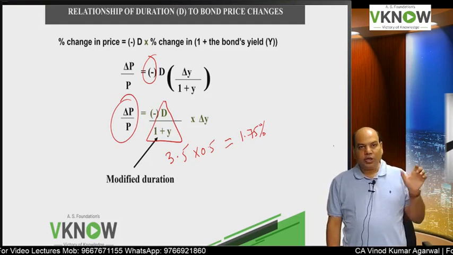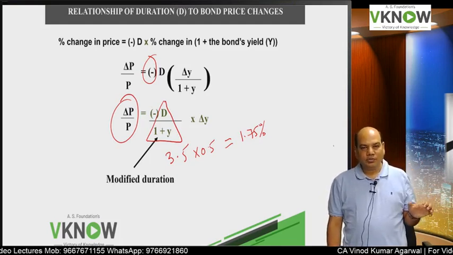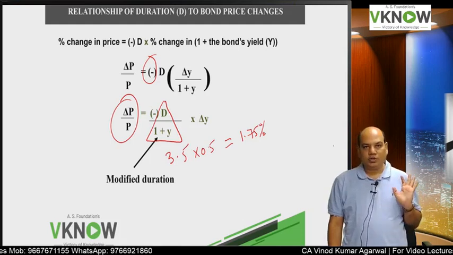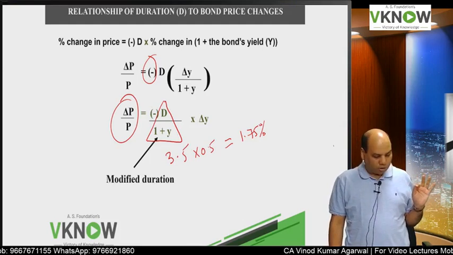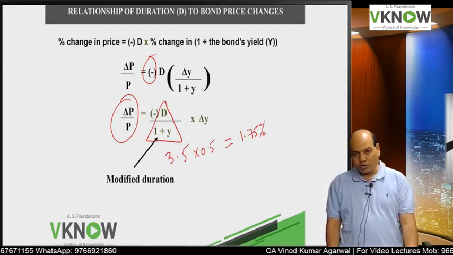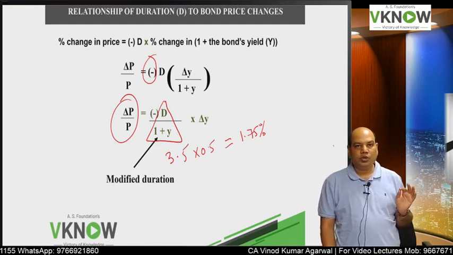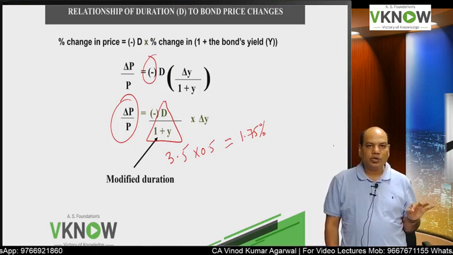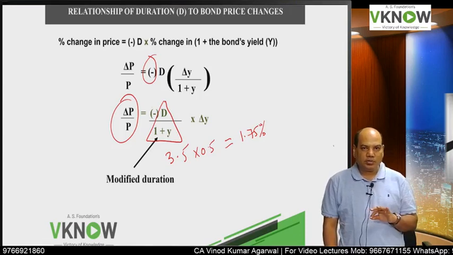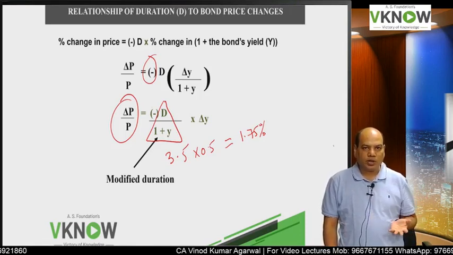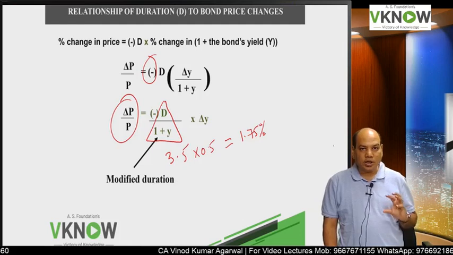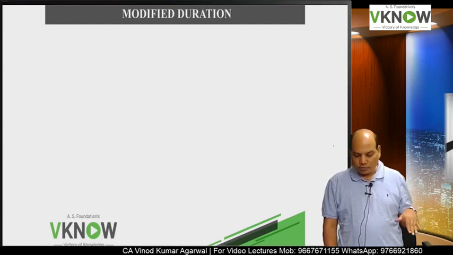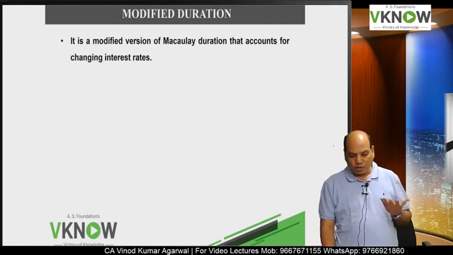And next, write down D upon 1 plus Y is called modified duration. So, if you know duration, you can calculate modified duration. Modified duration multiplied by change in yield will give you change in the bond price in opposite direction. In opposite direction means if yield goes up, bond price will fall. If yield goes down, bond price will increase.